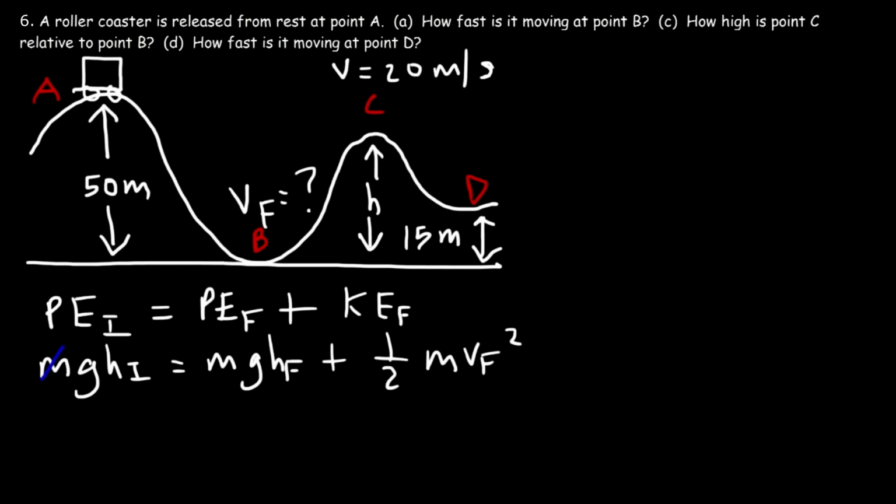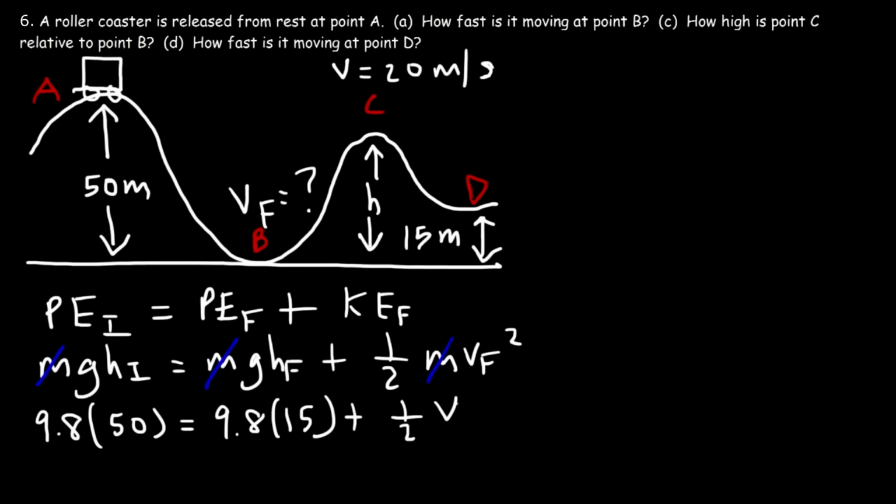And just like before, we could cancel m. So g is 9.8. H initial is still 50. Now h final is now 15. So the difference between part D and part C is that in part D, we're looking for the final speed now. So 9.8 times 50, that's still 490. And that's equal to 9.8 times 15, which is 147.